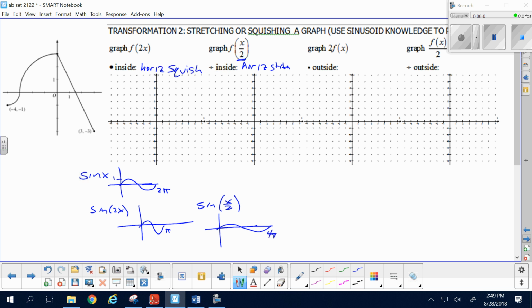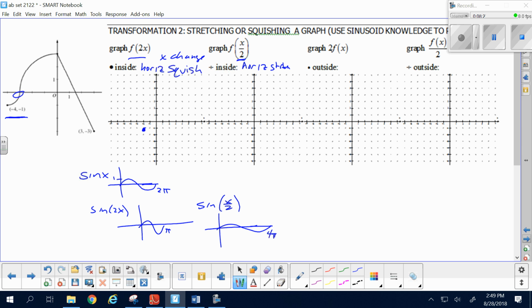Let's pause and do those graphs. So if this is the f of x graph, these are both horizontal, so x will change. Y will not change. So this point here, negative 4, negative 1, if I graph f of 2x, then it's going to be a horizontal squish. So the x, instead of being negative 4, will be negative 2. The y will stay the same, negative 1.